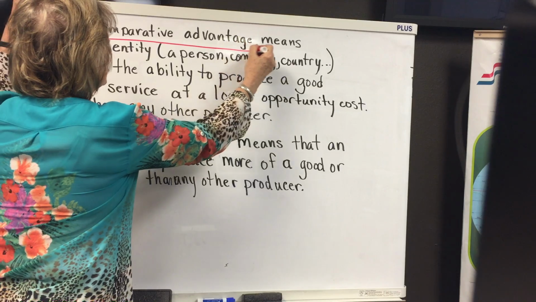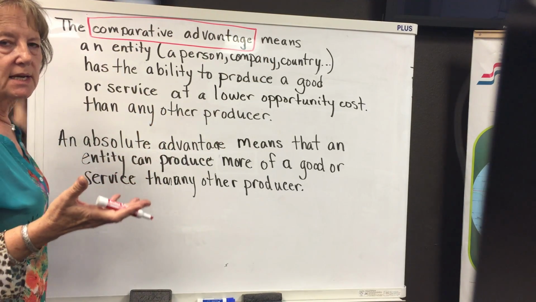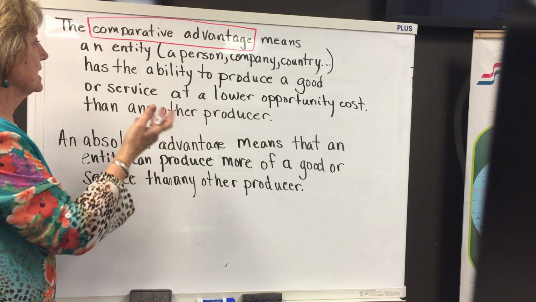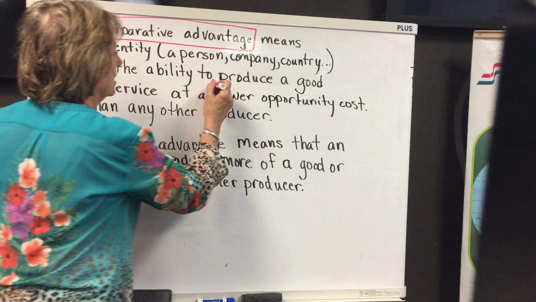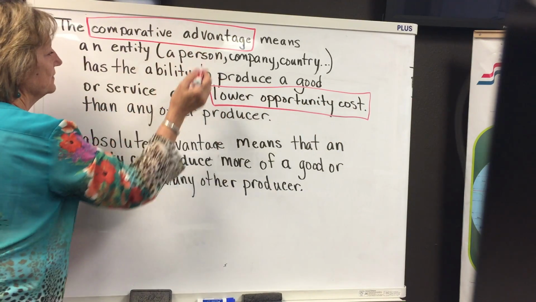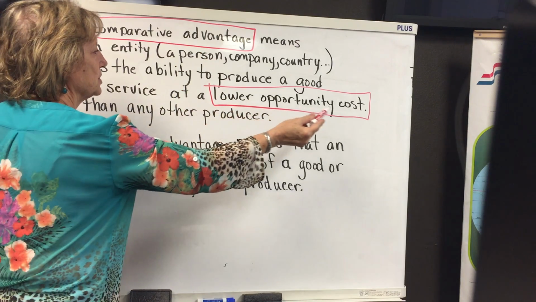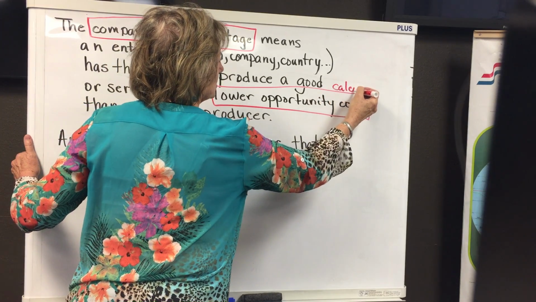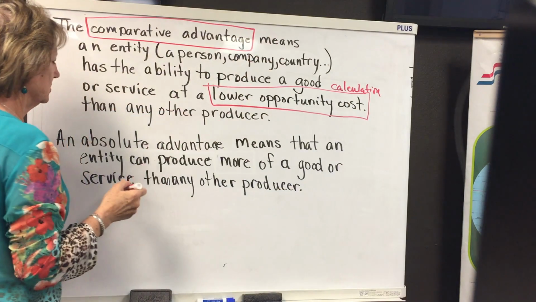Comparative advantage means that an entity, which could be a person, a company, a country, a city, has the ability to produce a good or service at a lower opportunity cost. And these are your key words for comparative advantage. You need to link that in your head with the term lower opportunity cost, which means you're going to have to do some calculation, you're going to have to do some math in order to find comparative advantage.